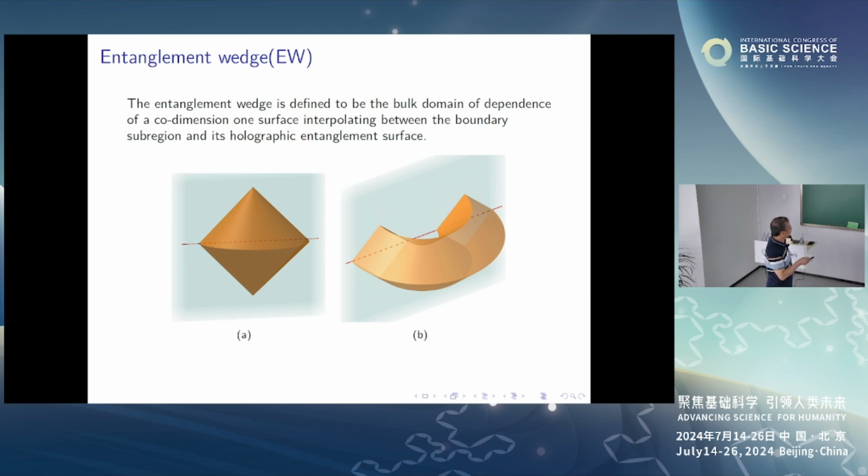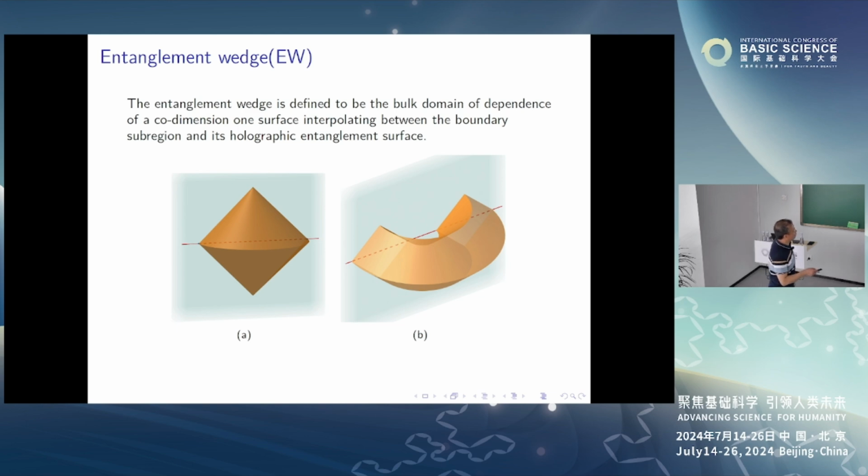It's just a simple interval. And this arc is the RT surface, a geodesic in the bulk, and it forms a four-dimensional one surface. In the bulk, which is 2+1 dimensional, we try to find its domain of dependence. Then we get this kind of figure.